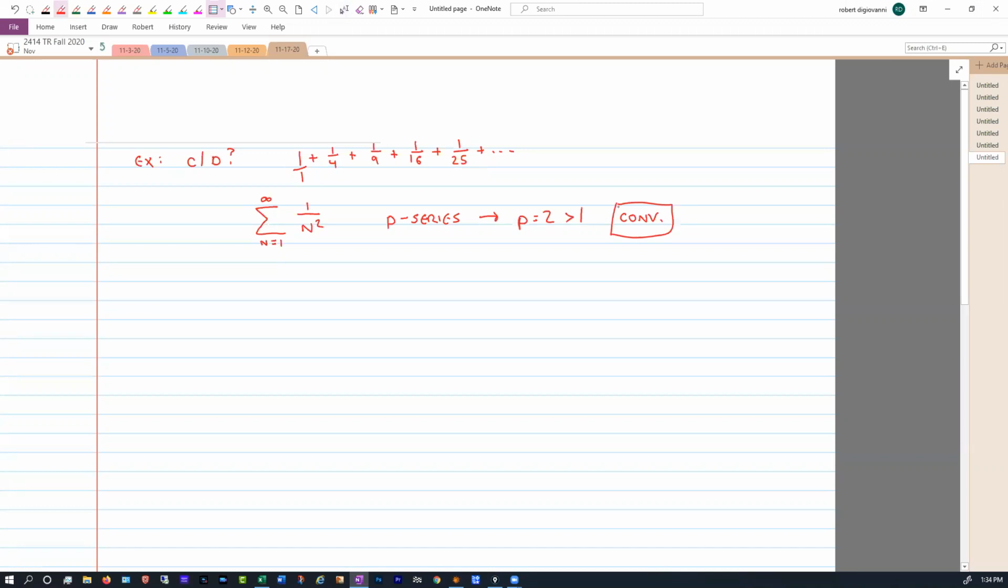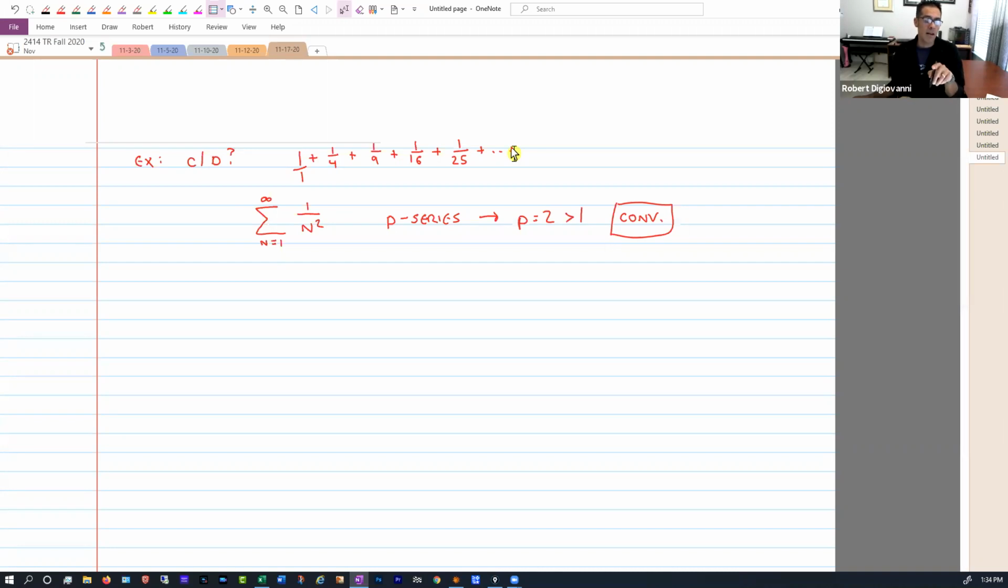Aren't they all going towards 0 as the number gets bigger? Yeah, but that has nothing to do with the series. Remember, don't confuse the nth term test. What you just did was the nth term test. All these do go to 0, but that doesn't tell you anything about the series. You're still looking at it from the perspective of what the sequence of numbers is doing. That's not what we're interested in, because a series is like the sum of the sequence. That's right.